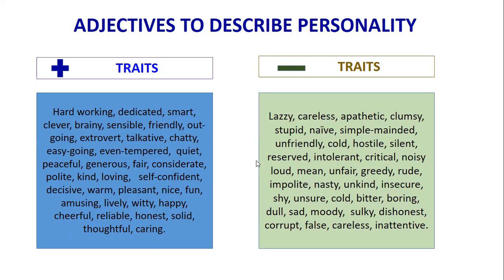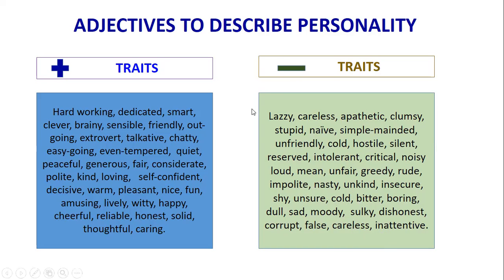And for negative traits, we have, for example, lazy, careless, apathetic, clumsy. You can say some words that I don't like to say, but stupid, naive, simple-minded, unfriendly, cold, hostile, silent, reserved, intolerant, critical, noisy, loud, mean, unfair, greedy, rude, impolite, nasty, unkind, insecure, shy, unsure, cold, bitter, boring, dull, sad, moody, sulky, dishonest, corrupt, false, careless, inattentive. So this is negative traits.